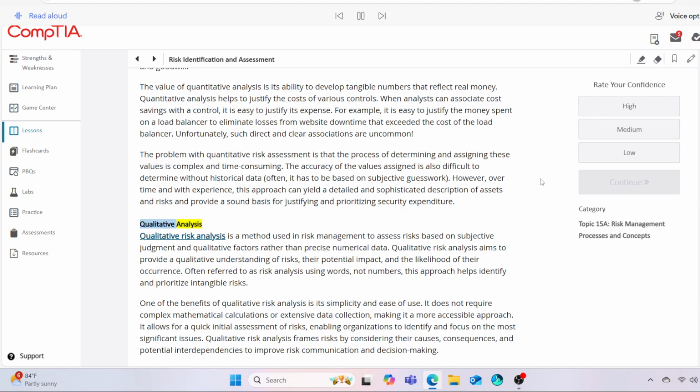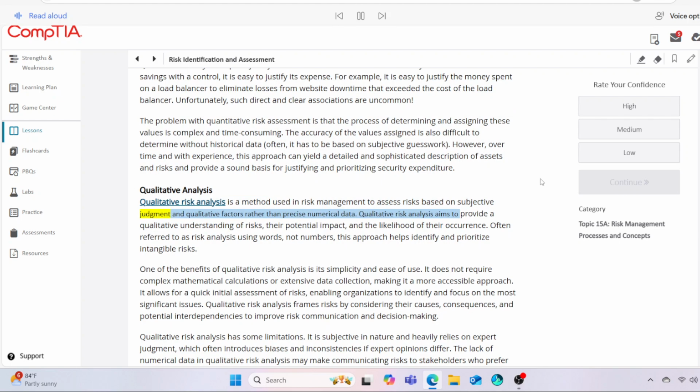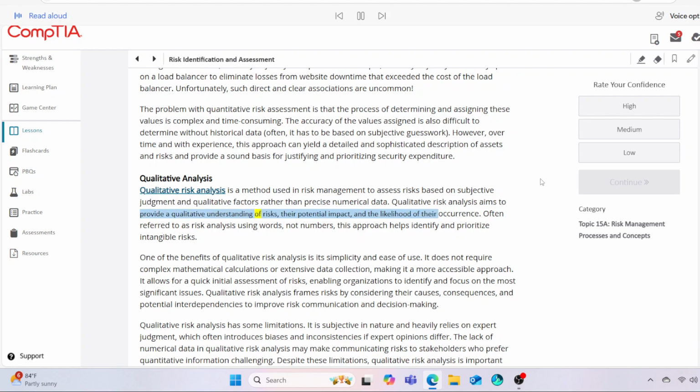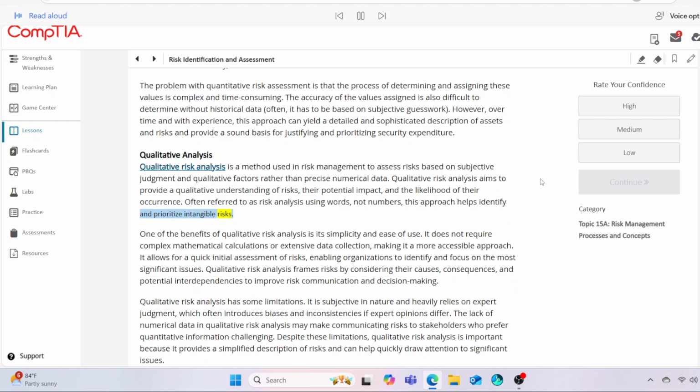Qualitative analysis. Qualitative risk analysis is a method used in risk management to assess risks based on subjective judgment and qualitative factors rather than precise numerical data. Qualitative risk analysis aims to provide a qualitative understanding of risks, their potential impact, and the likelihood of their occurrence. Often referred to as risk analysis using words, not numbers, this approach helps identify and prioritize intangible risks.